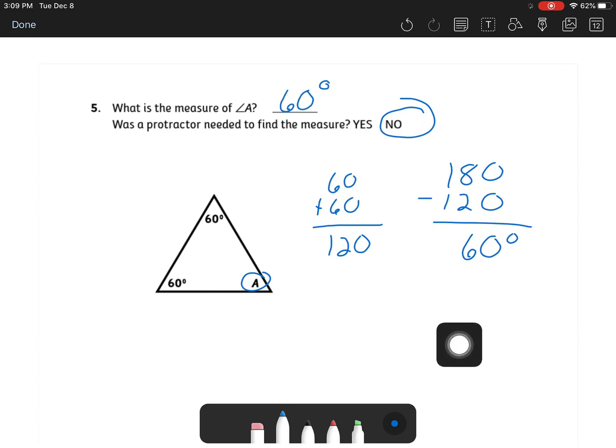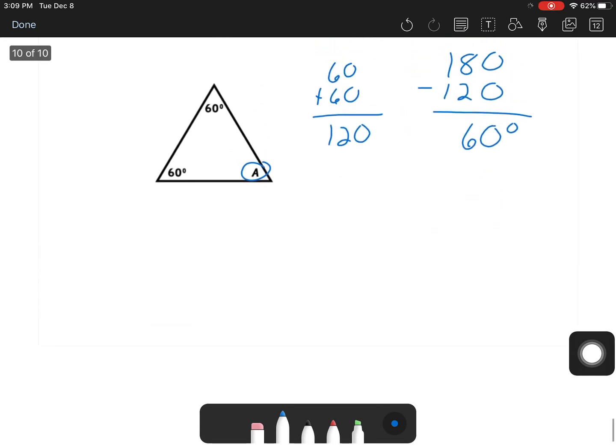And so that's an equilateral triangle. If 2 of the angles are 60, the third one has to be 60, because that's what would add up to 180 degrees. Okay, so that's going to be 60. And that is it for our notes.